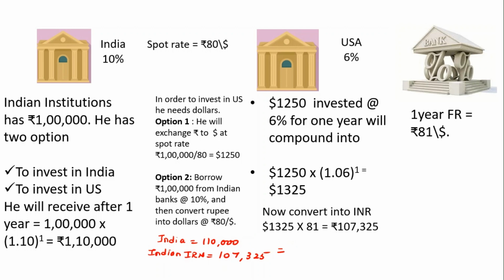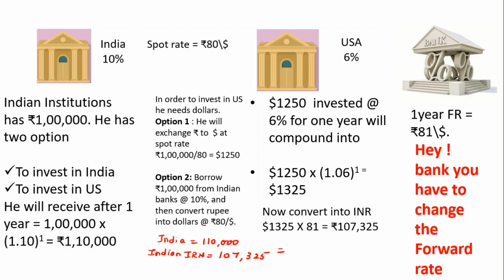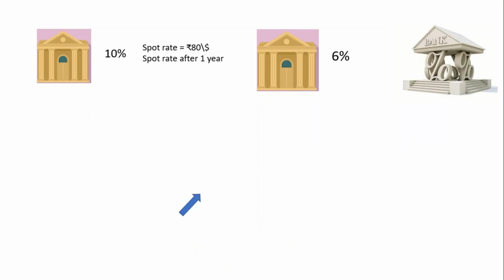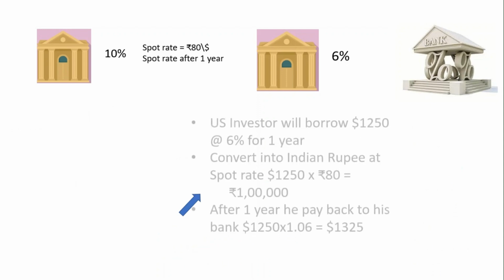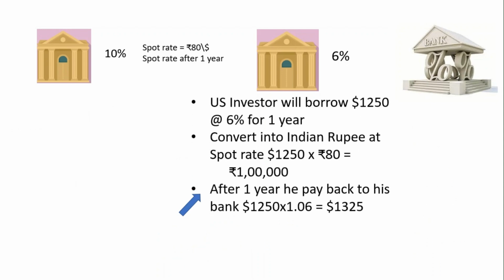Now let's think about it, that this is from India to the United States. In the next slide, we are going to discuss what happens if the investment starts moving from the United States to India. So that's a revision that the bank has to do. In the next slide, you can see that it's the same question we are carrying forward. The first one is India, 10%. The second one is the United States, 6%. Spot rate is 80. The spot rate after 1 year is what we are going to decide now.